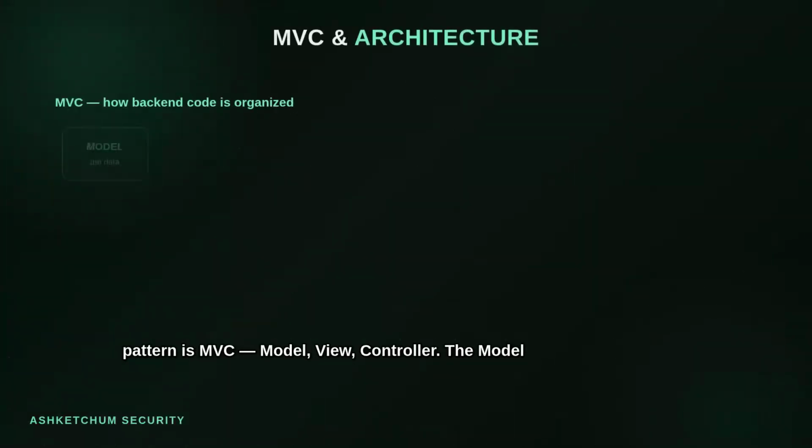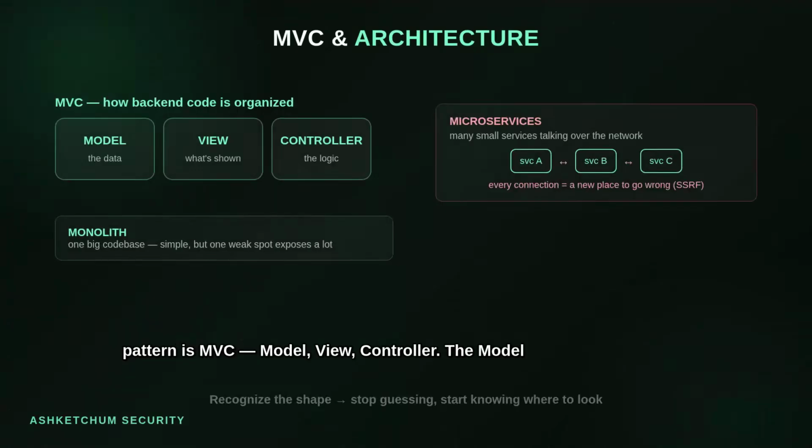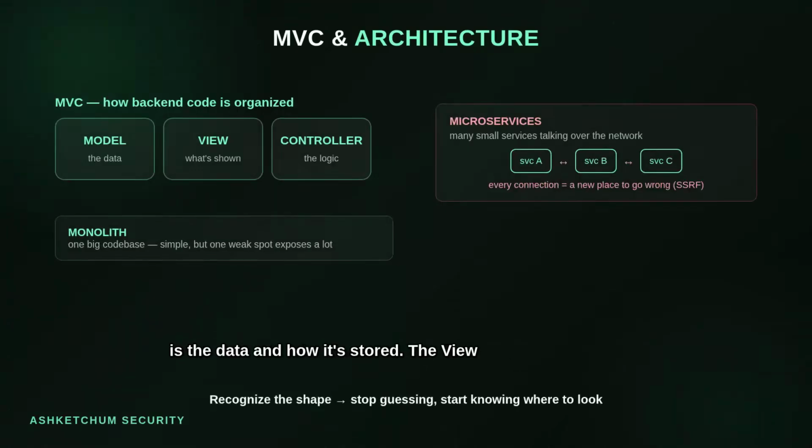Let's peek at how the backend code itself is organized, because structure gives you leverage. The most common pattern is MVC, model, view, controller. The model is the data and how it's stored. The view is what gets shown to the user, and the controller is the logic that ties them together. It receives the request, decides what to do, and sends back a response. You don't need to write MVC, but recognizing it helps you guess how an app is laid out and where its endpoints live.